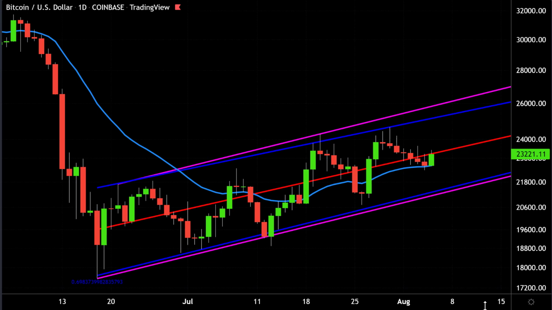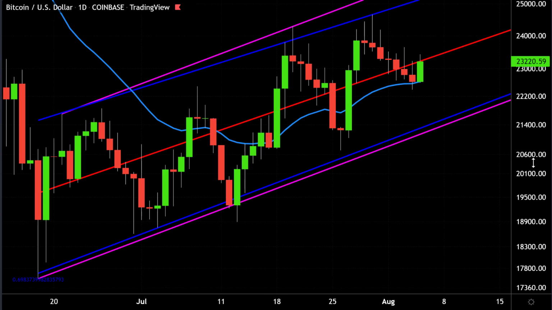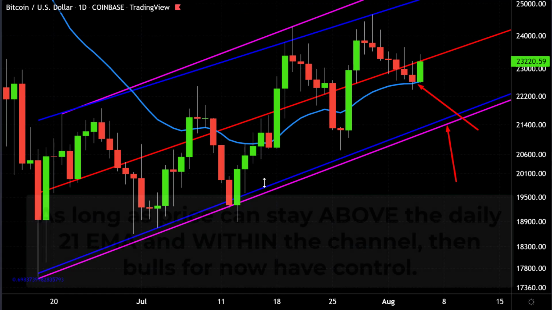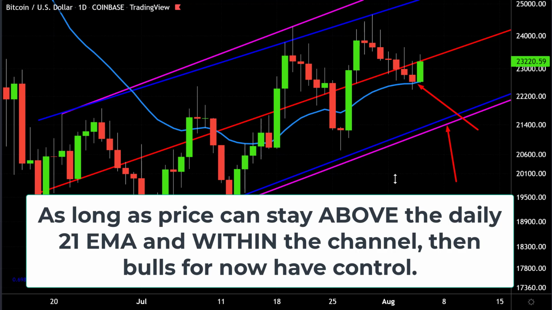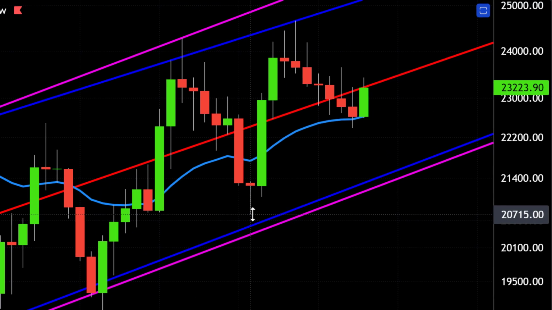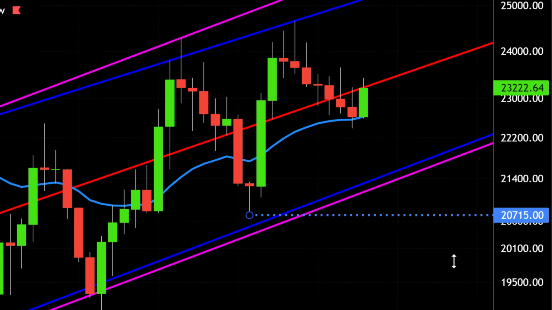So going back to our chart of Bitcoin, here's the bottom line. As long as Bitcoin can stay within this channel, so as long as Bitcoin can stay above the 21 daily moving average here, and above this channel support level, for now, bulls have some degree of control. However, if Bitcoin were to fall below the 21 daily moving average, and then follows through lower and takes out an important support level, the bottom of this channel support, approximately near 21K, or in fact, I would say the key level of support here is approximately 20,715, or let's just say 20,700. So that's going to be a very important level of support, about 20,700 or 20,715.